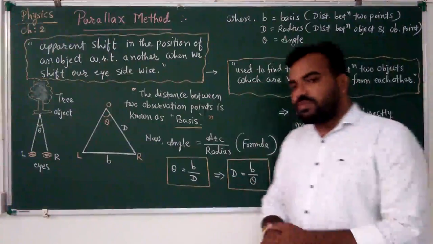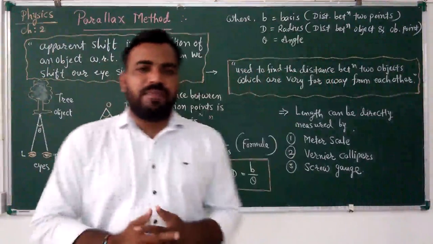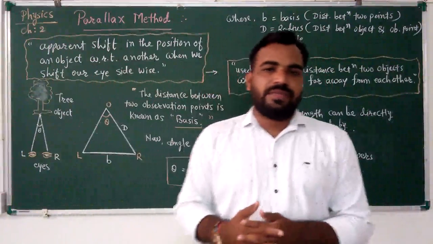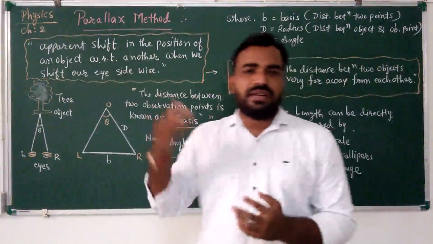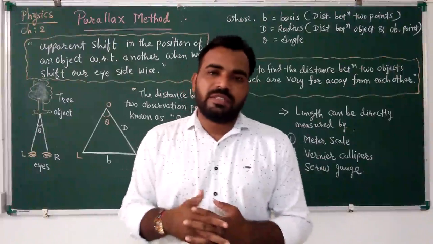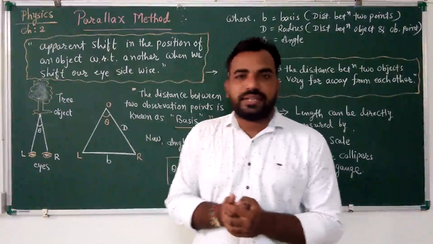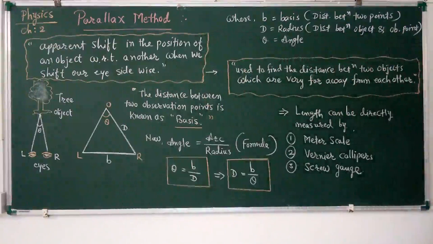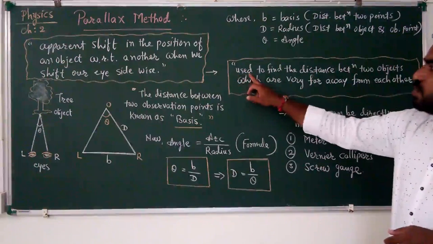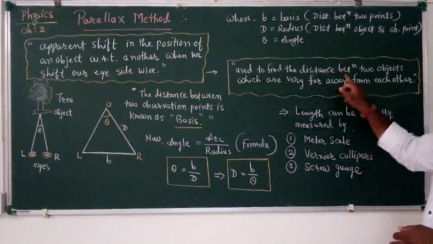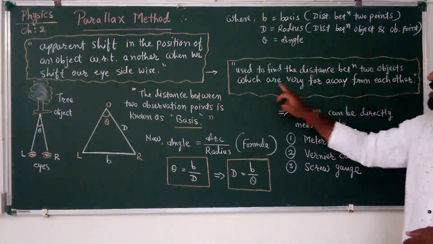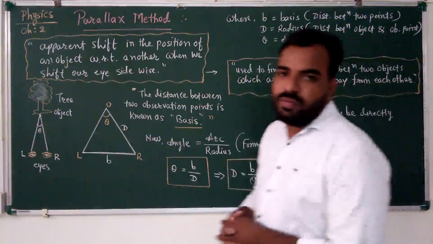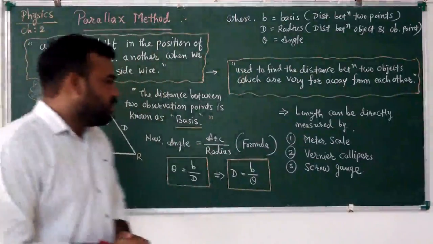So using this method, parallax method, we can measure the large distances. We can measure the distance between sun and earth. We can measure the distance between moon and earth, right? So what is the function of this method? It is used to find the distance between two objects which are very far away from each other.